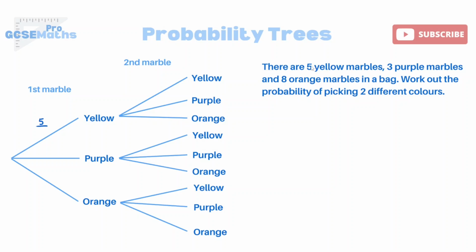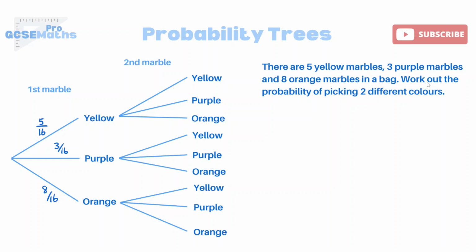Well, if we add up 5 plus 3 plus 8, we get 16 marbles. So the probability of picking a yellow marble just out of the bag is 5 out of 16. So for purple marbles, we're going to have 3 out of 16. And for orange, we're going to have 8 out of 16, which is technically a half. However, I wouldn't simplify it maybe just yet. Okay, now we're on to the second marble.